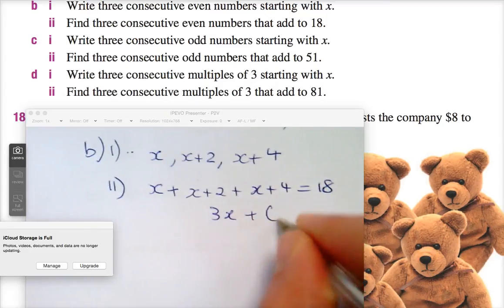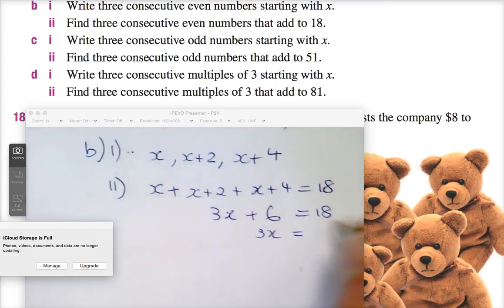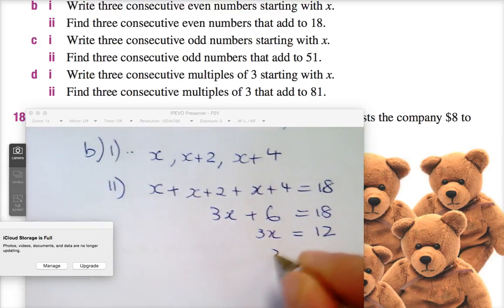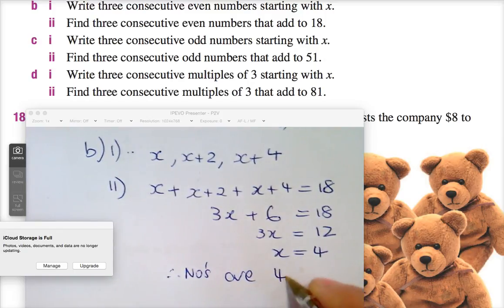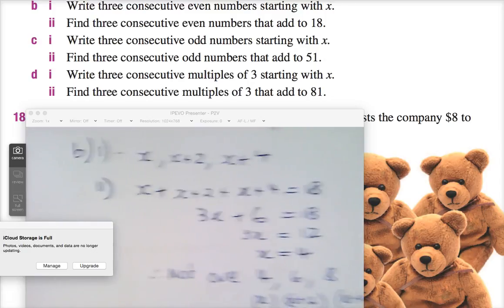We've got 3x plus 6 is 18. Therefore, 3x is 18 take away 6, which is 12. So therefore, x is 4. Therefore, the numbers are, be very careful, make sure you write a conclusion. They're 4. What's the next one? 6, because that's x plus 2. And the last one is 8, because that one is x plus 4.